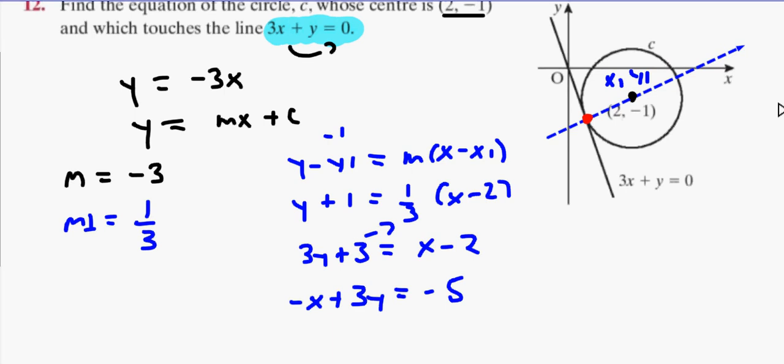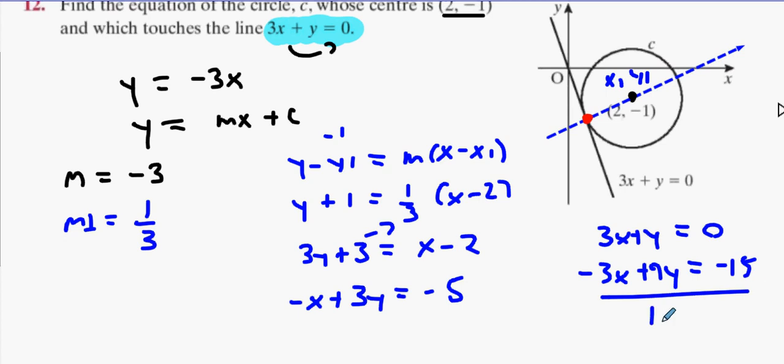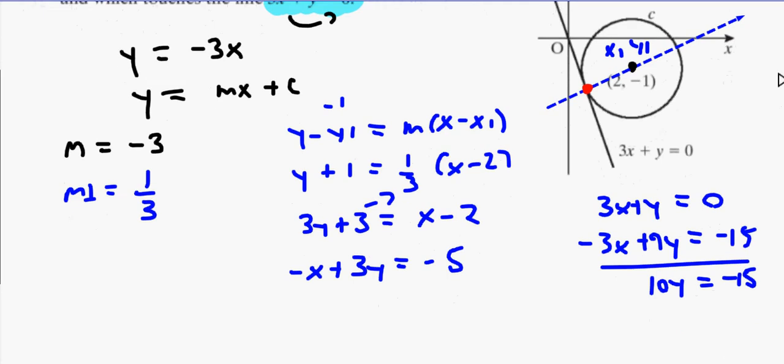There you go. So, see this 3x + y business here? So that's one of them. And what I'm going to do is I'm going to multiply this equation by 3. I think I'm going to get 10y = -15, and then I'm going to get y = -1.5. Is that okay with you guys?